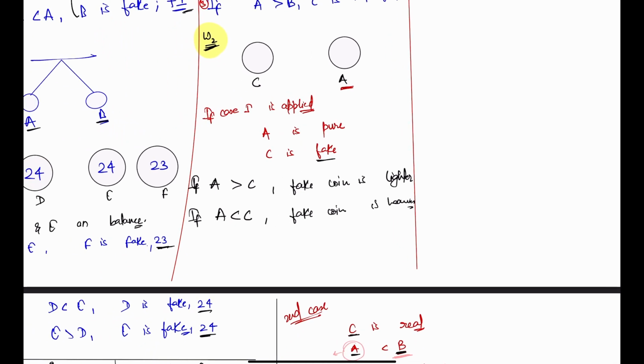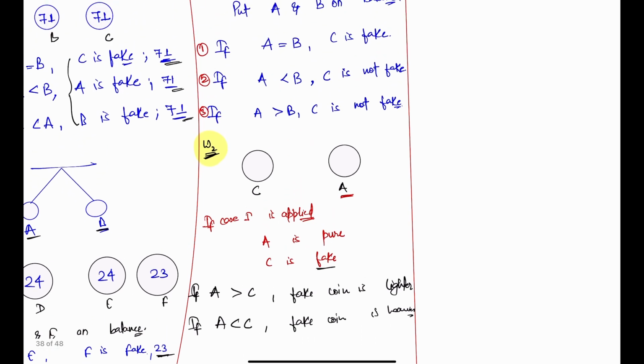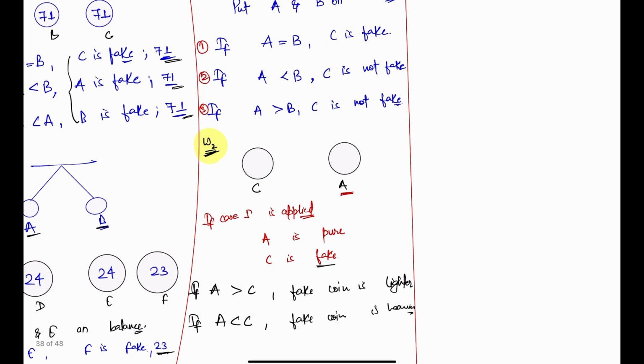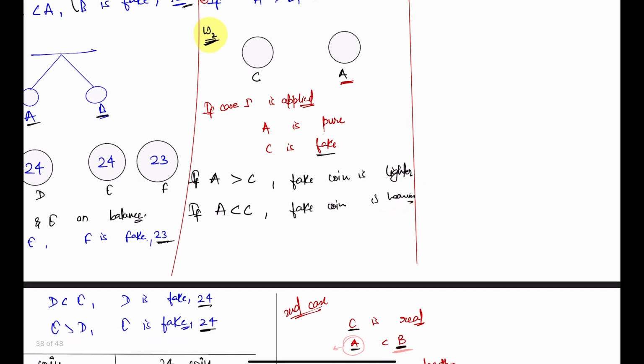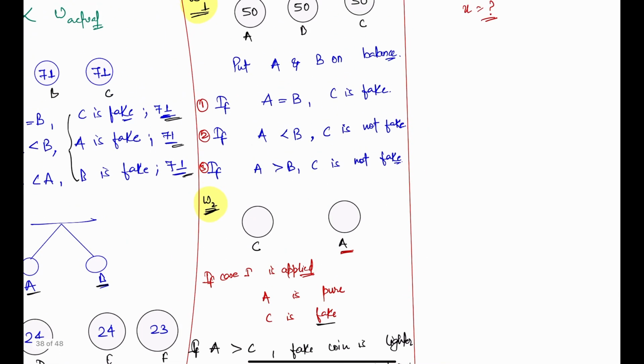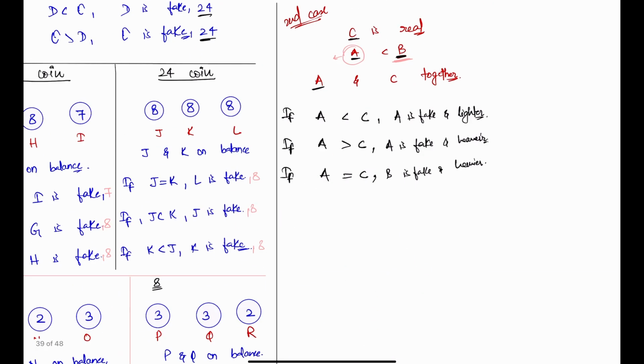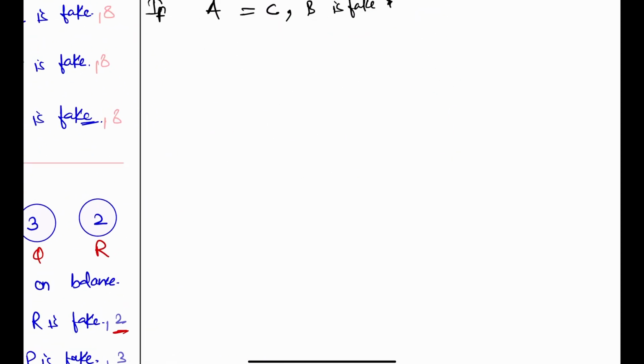So as of now, in the first case, I could easily find out which one is fake and whether it is lighter or heavier. In the first case, we know that C was fake, and whether it's lighter or heavier we can find out. In the second case, we knew that C is real, and either A or B is fake, which we can derive: A is fake and lighter, A is fake and heavier, or B is fake and heavier. This is the only possibility. So the last possibility is the third case.